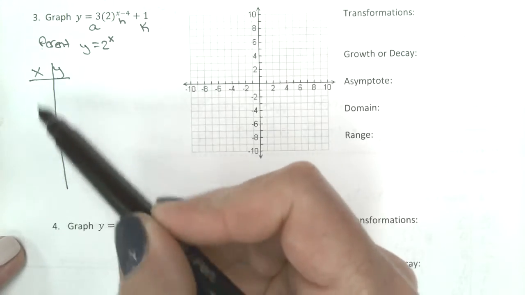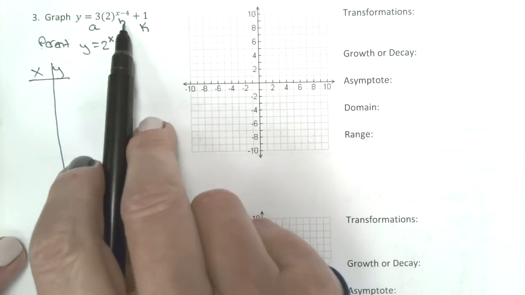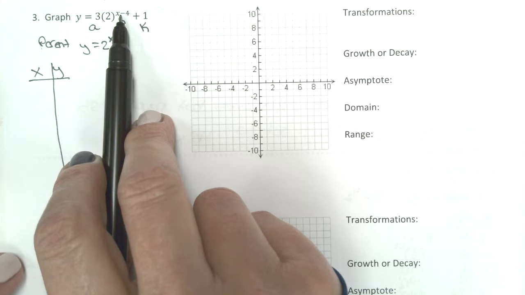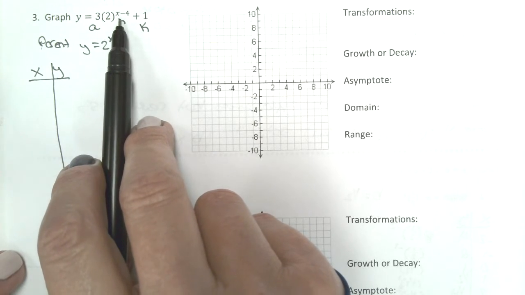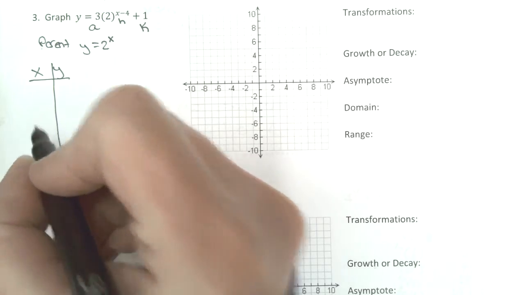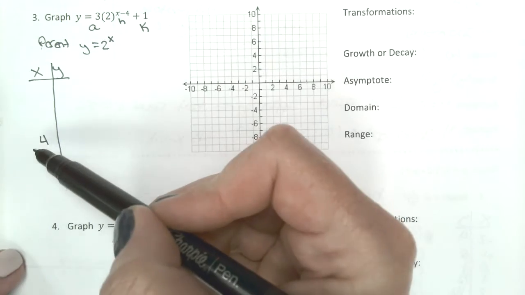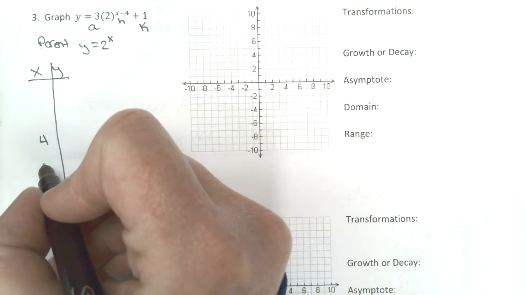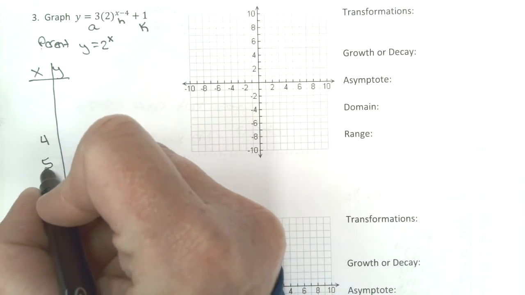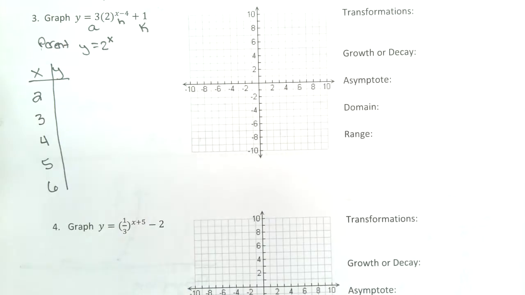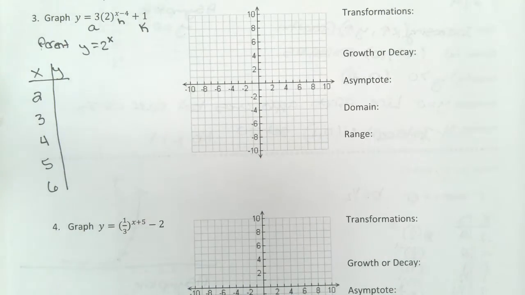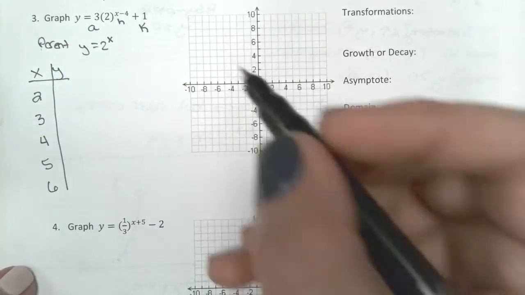So to figure out what x's I'm going to use, you always look at your exponent and you ask yourself, what would it take to make this exponent add up to 0? Well, that would be 4, because 4 minus 4 equals 0. So once you have this number, we're going to plug in numbers bigger, smaller, smaller. So this is what I'm plugging into my calculator.